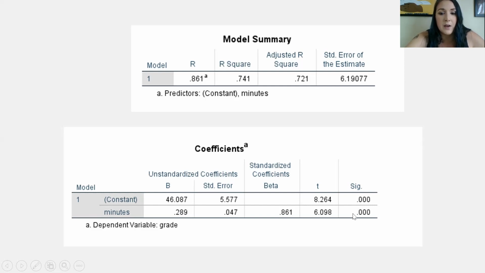The significance value down here in the row with the IV is the significance of your regression model. If it's a multiple regression, there will be multiple rows for all your IVs, and this significance value is going to be associated with all the particular IVs. There's going to be a separate significance value for your various IVs.